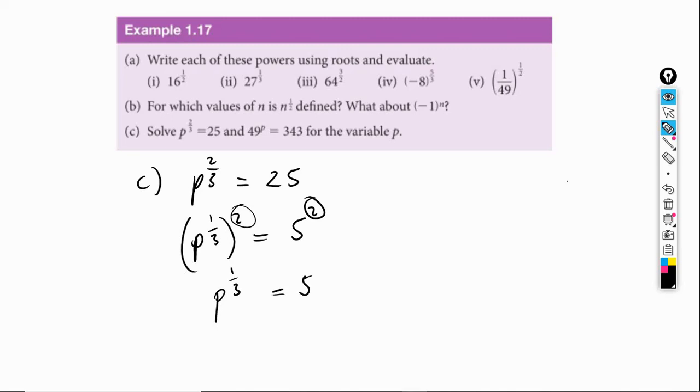Now, but they're not asking us to solve for p to the 1/3. They want us to solve for the variable p. But we can do a trick here. Now, notice that if I multiply this exponent by 3, I'm going to get p to the 1, or p.